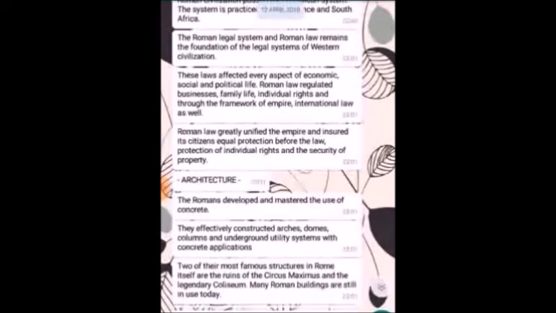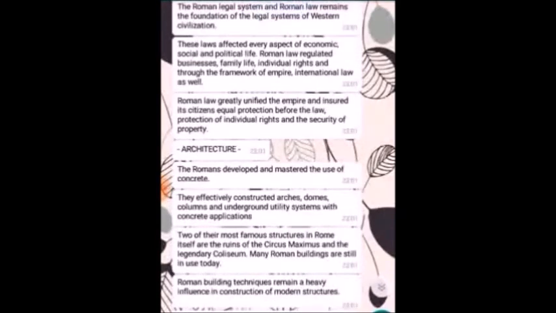Architecture. The Romans developed and mastered the use of concrete. They effectively constructed arches, domes, columns, and underground utility systems with concrete application. Two of their most famous structures in Rome itself are the Circus Maximus and the legendary Colosseum. Many Roman buildings are still in use today. Roman building techniques remain a heavy influence in the construction of modern structures.